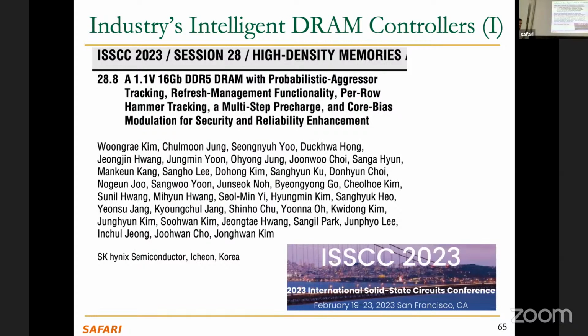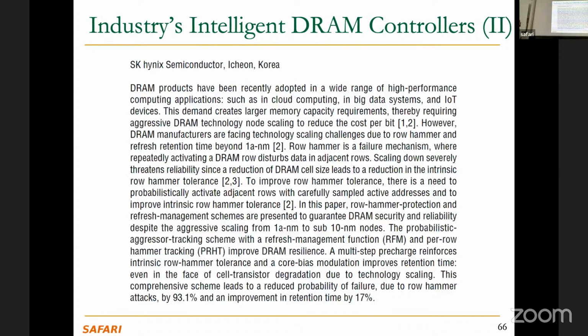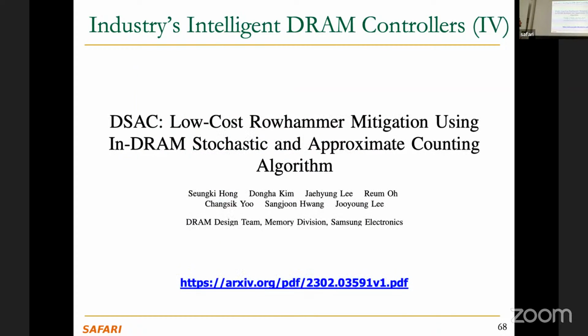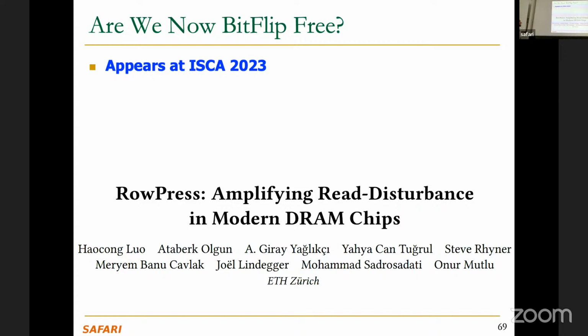And there are also examples from other groups that are looking into how to design these intelligent controllers to mitigate these errors caused by RowHammer. For example, one proposal from another memory manufacturer was presented in 2023. And this is just an excerpt of the view of what they are doing, by using some tracking counters to figure out which rows they should avoid accessing. So there are more examples of intelligent memory controllers.